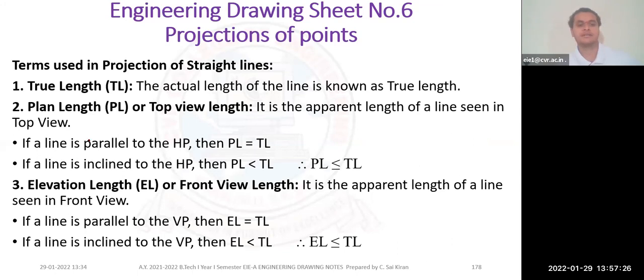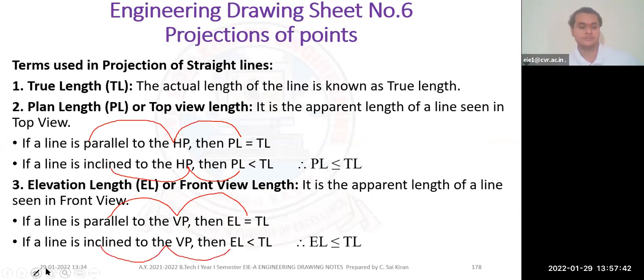So understand only one thing: whenever a line is parallel to HP, plan length equals true length. Whenever a line is parallel to VP, elevation length equals true length. Whenever a line is inclined to HP, plan length is less than true length. Whenever a line is inclined to VP, elevation length is less than true length.